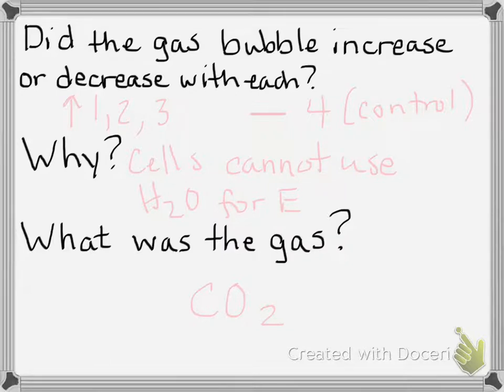Okay, guys, most importantly, you have to know what was the name of that gas. So let me star this. What was the gas we were measuring? CO2. Because the cells produce it during cellular respiration. You have to know the gas cells make in cellular respiration. It's called CO2. Everybody's okay?